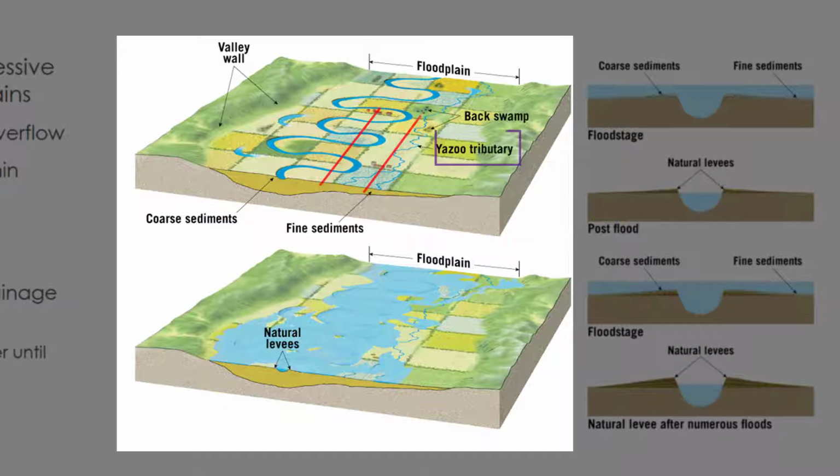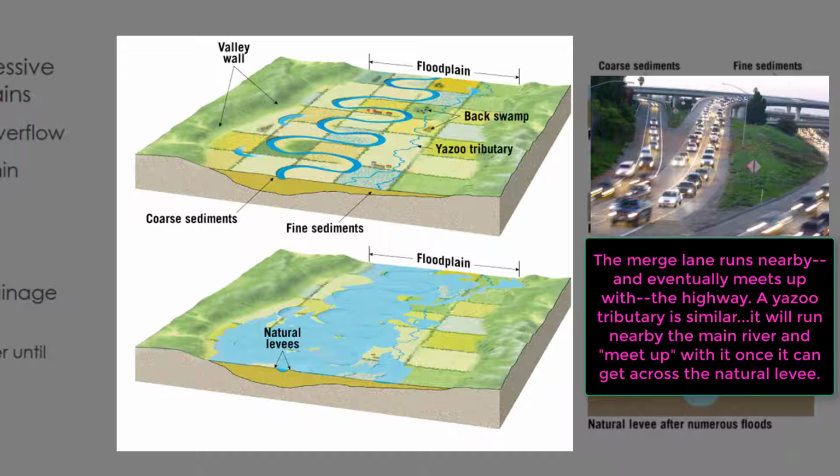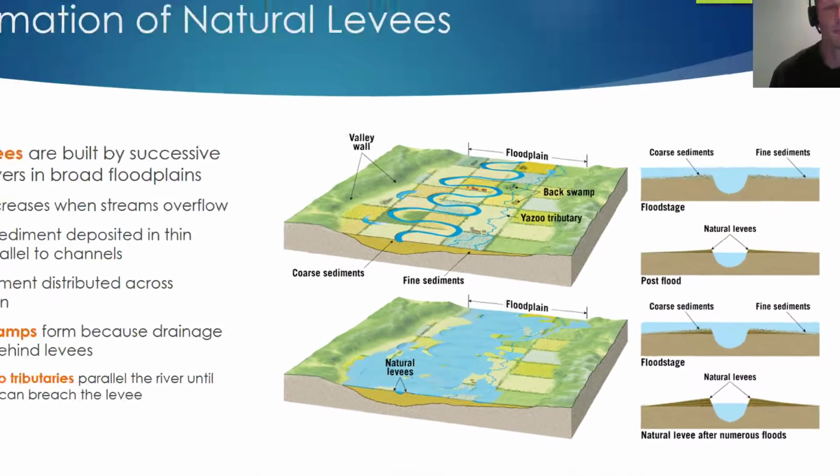Yazoo tributaries will run parallel to the river, and they'll do so until they can breach the levee. Just as when you merge onto the interstate, your merge lane runs somewhat close by and parallel to the lanes of the interstate, but eventually you ease your way onto the interstate. A Yazoo tributary will run nearby the meandering river shown, and as soon as there's an area that allows the Yazoo tributary to join back up with the river, it will do so.